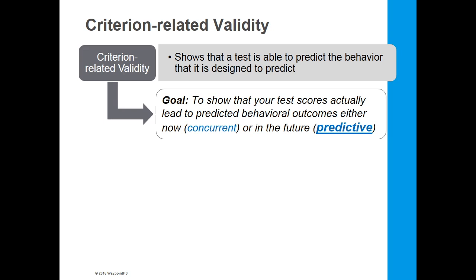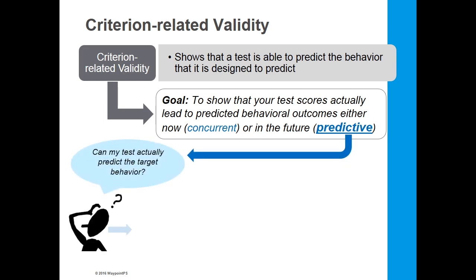Now, with predictive validity, we are still interested in predicting behavior, but unlike concurrent validity, which correlates the test score with job performance today, we are interested in administering the assessment today and seeing what happens down the road, whether the assessment scores correspond to actual behavior in the form of job performance, whether that's 6 months or 12 months later.